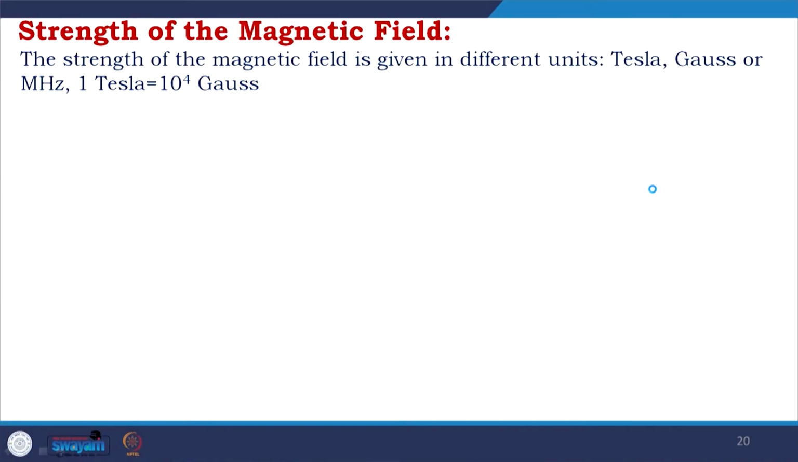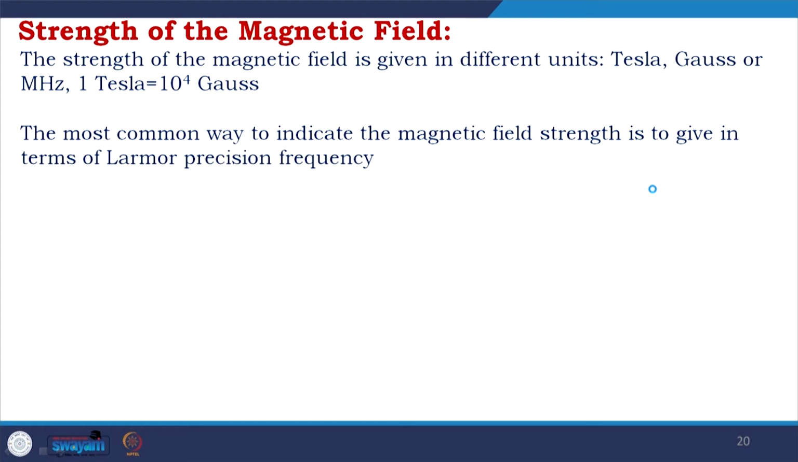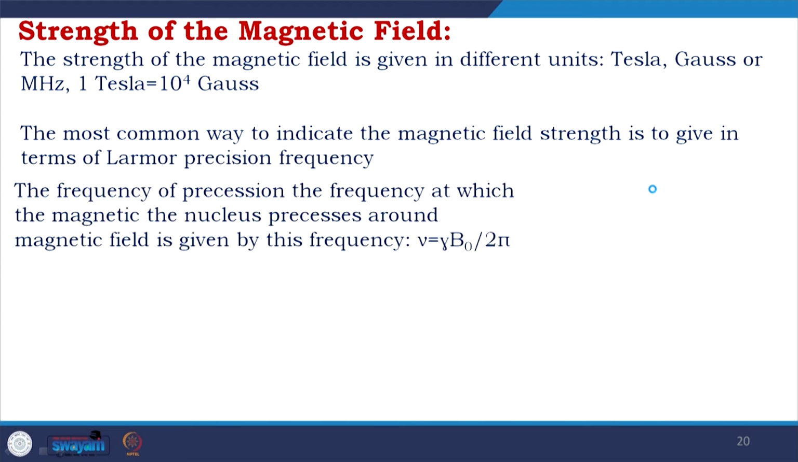Coming to the strength of the magnetic field. The strength of the magnetic field is given in different units: Tesla, Gauss or megahertz. 1 Tesla equals 10 to the power 4 Gauss. The most common way to indicate the magnetic field strength is to give it in terms of the Larmor precession frequency. The frequency at which the magnetic nucleus precesses around the magnetic field is given by nu equals gamma B0 by 2 pi.